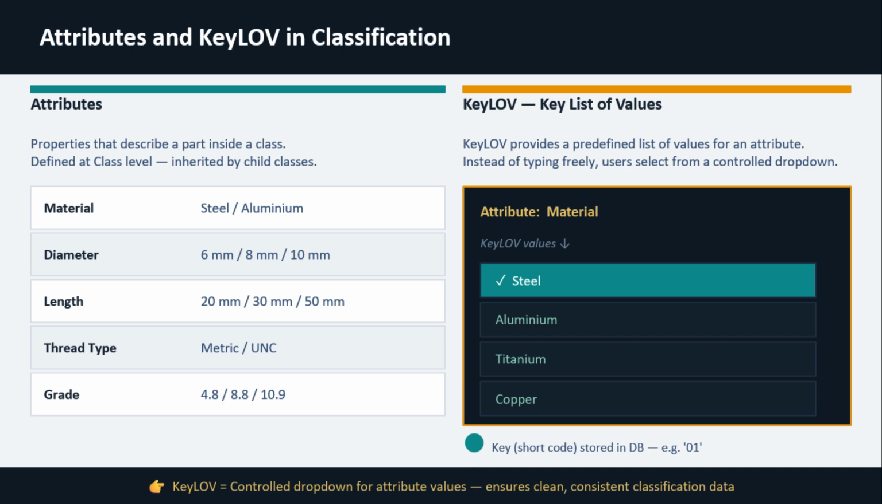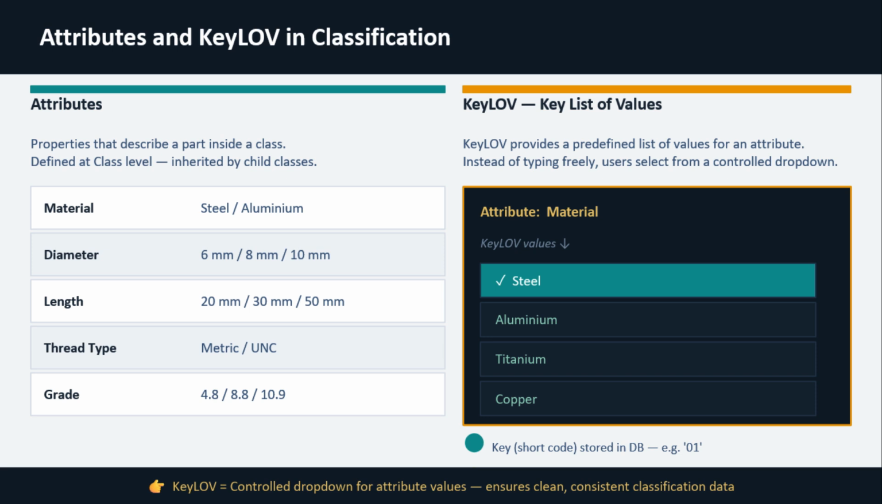Now let's understand two closely related concepts, attributes and key LOVs. Let me start with attributes. Attributes are the properties that describe a part inside a classification class. They are defined at the class level and inherited by all child storage classes. Let me take the bolt class as an example. Attributes like material, diameter, length, and grade. These attributes describe every bolt stored in the library.